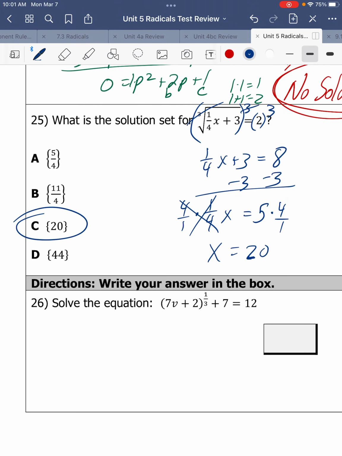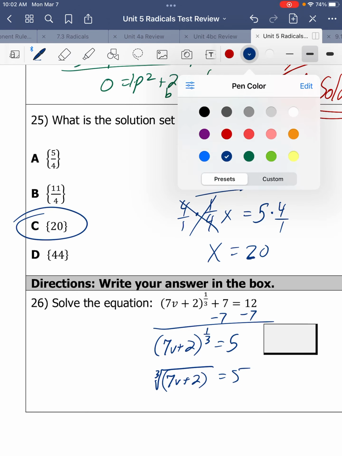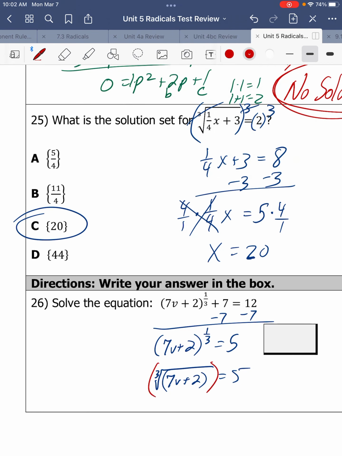Number 26. I'm going to subtract 7 first to isolate. I know it's an exponential form, but exponential form and radical form can be interchanged. And that's what I'm going to do now. I'm going to interchange it. So it's a cube root. 7v plus 2, keep it in parentheses, equals 5. Now, the radical is isolated, so we can cube it and cube.